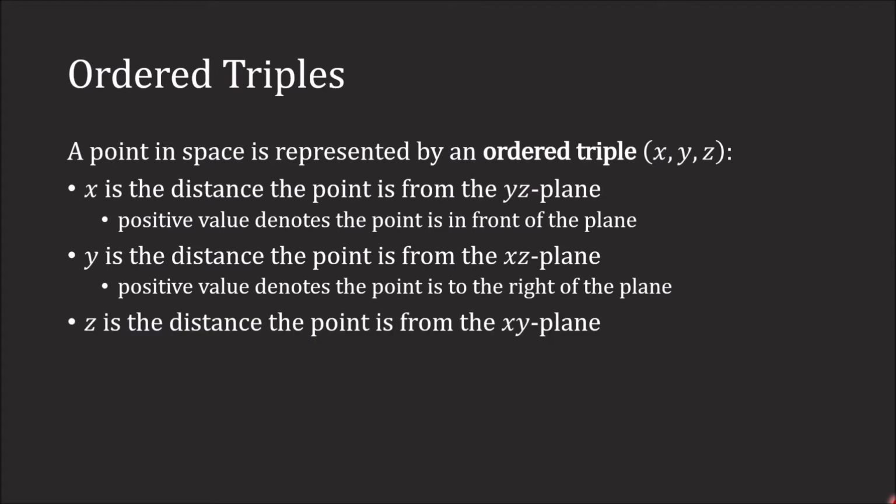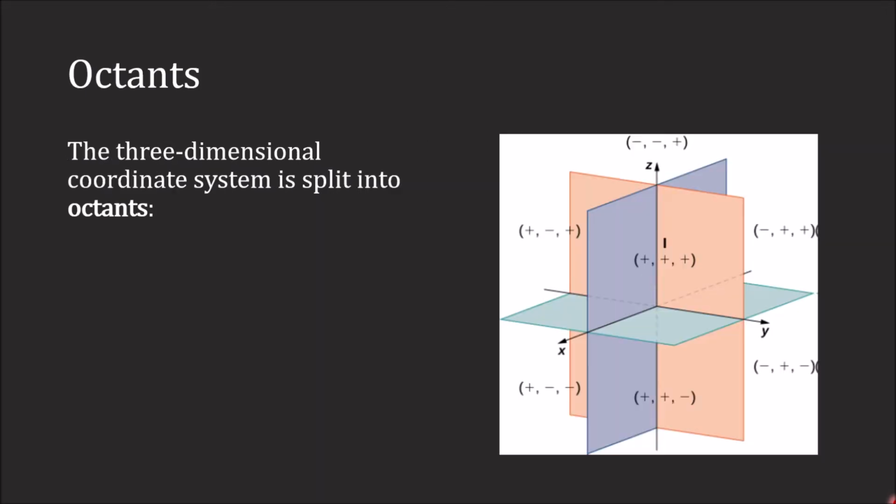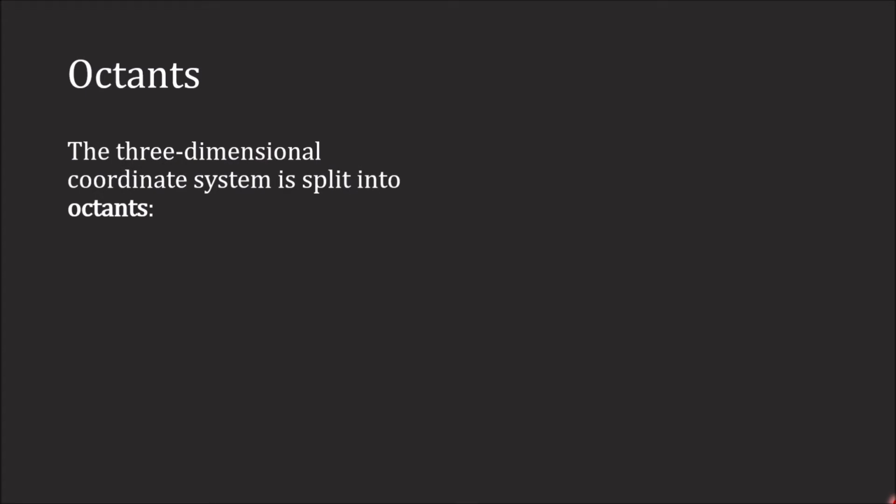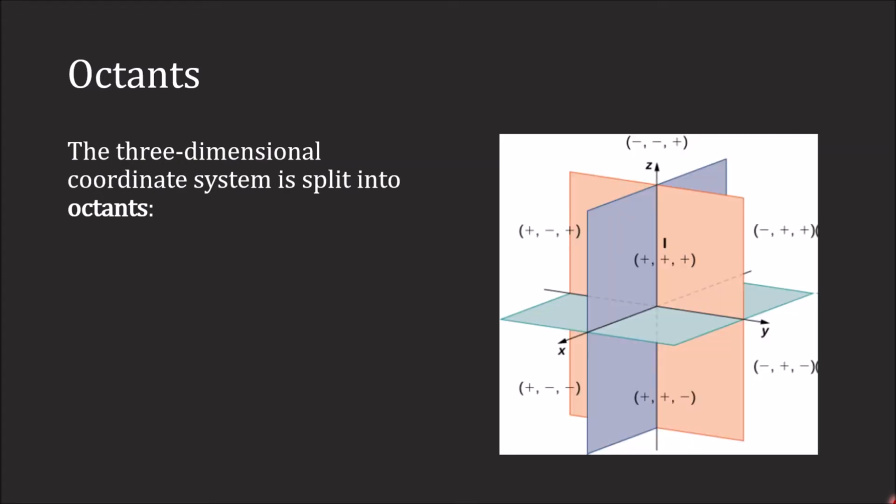And finally, z is the distance the point is from the xy plane. A positive value denotes the point lies above the plane. So a negative value would mean it lies below the plane. Now in two-dimensional space, we had 4 quadrants. In 3 dimensions, we have what are called octants, as shown here.